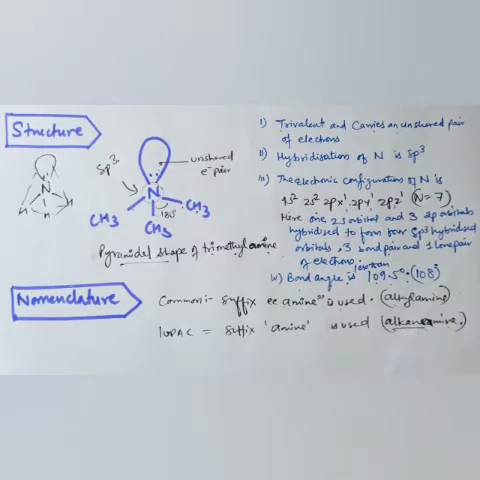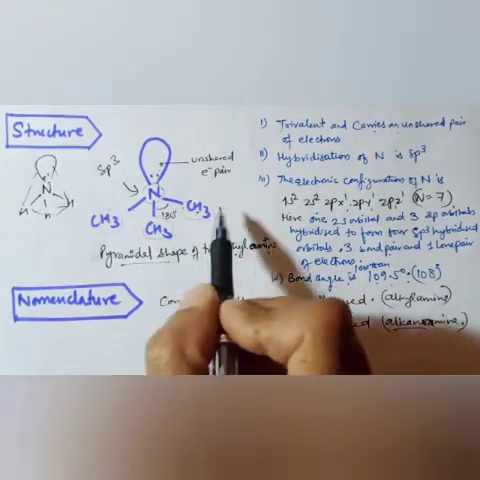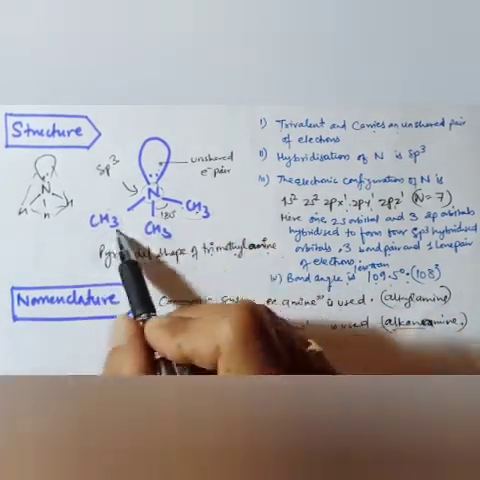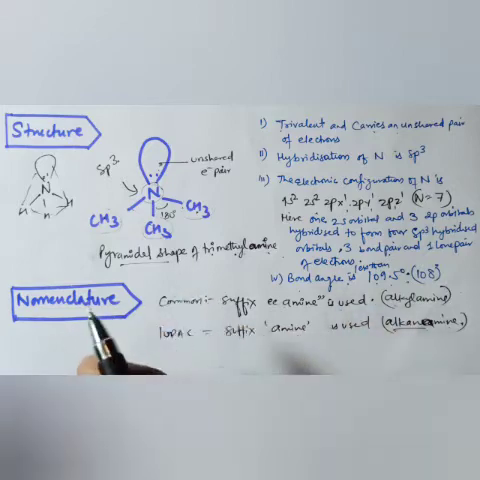ethanamine. In secondary and tertiary amines, when two or more groups are the same, the prefix di or tri is used. Like trimethylamine is the name. If more than one amino group is present, then at different positions, the numbers are assigned and their positions are specified by taking the number. Suppose ethane-1,2-diamine.